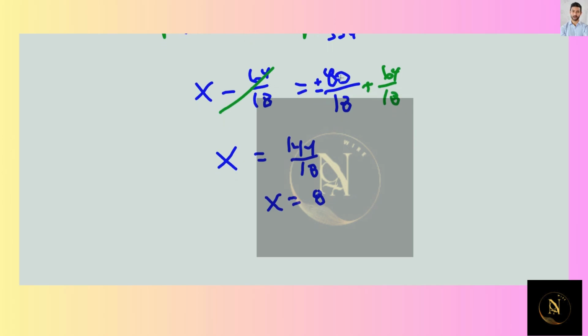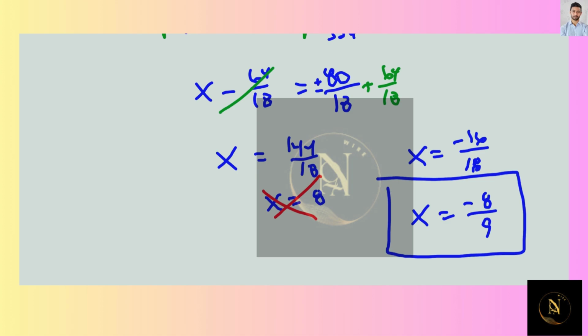And so if we take the negative 80 plus 64, that is negative 16 over 18, which is the same thing as negative 8/9. Now if we were to test our solution, you'll see that 8 is extraneous and we only have the one solution. It is negative 8/9.